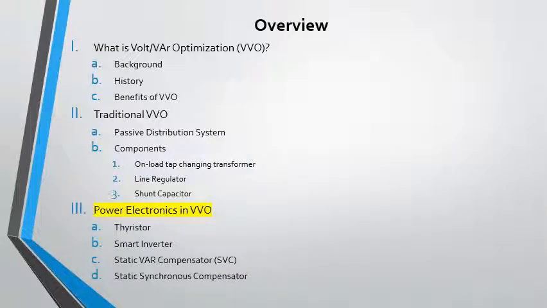We will now look at power electronics in VVO. Our first item will be thyristors, and we will see how they work. Then we'll move on to smart inverters and see how they can generate reactive power. Then we will look at the static VAR compensator, or SVC, and the static synchronous compensator, or STATCOM, and we will see how they work and how they are different.